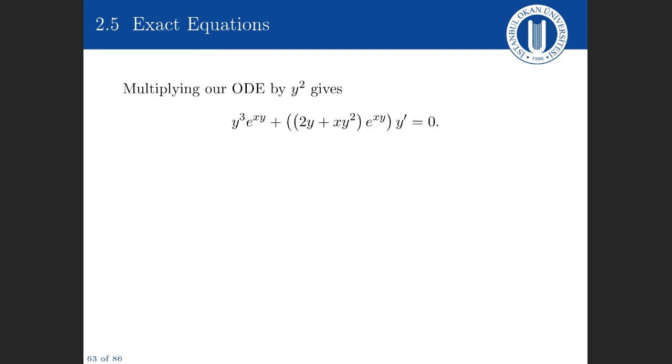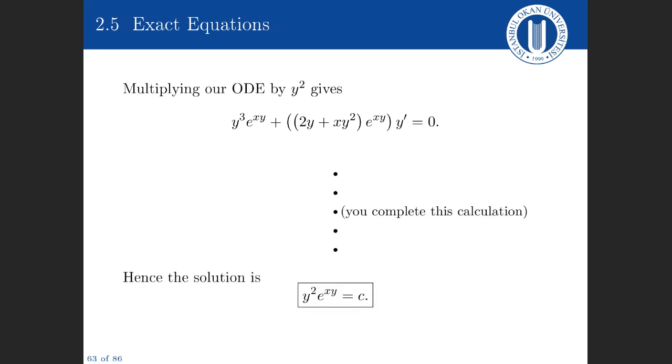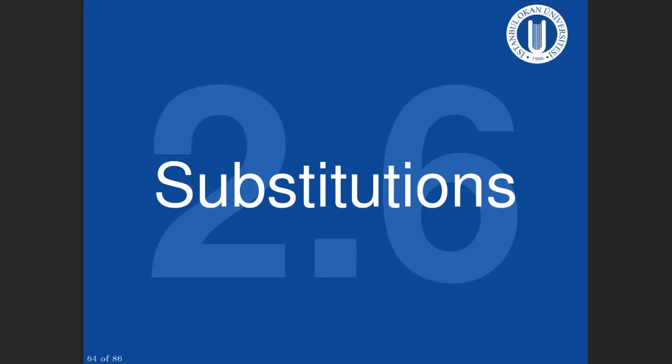So we take our differential equation that we started with and we multiply it by y². This equation should now be exact. I'll leave that for you to check. You know how to solve exact equations, so again, I'm leaving this for you to do. Fill the details in, check everything is correct, and you should find that the solution is y² e^(xy) equals a constant. There's one more topic for today, but before we do that, let's take a 10-minute break.